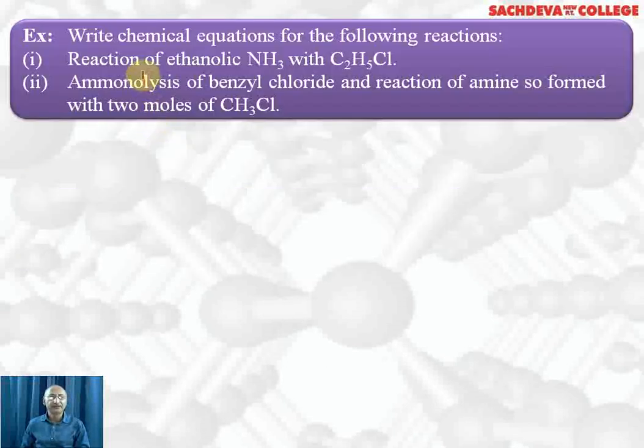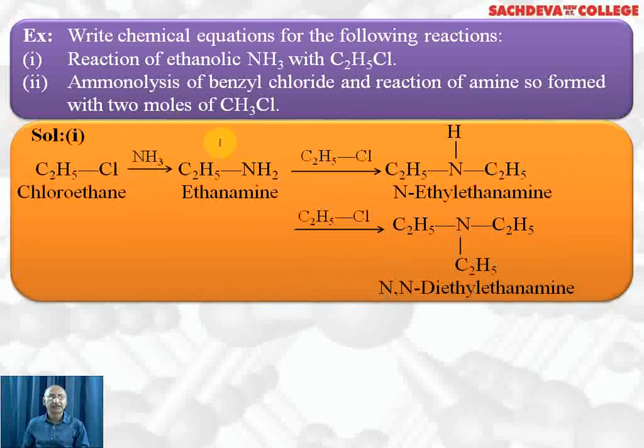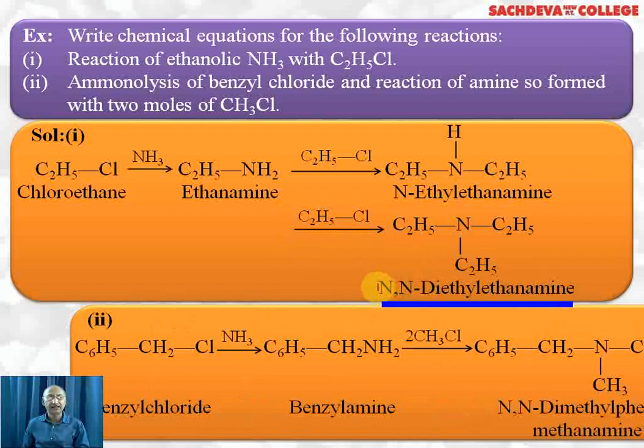Next, we are taking questions based on these reactions. Write chemical equations for the following reactions: ammonolysis of ethyl chloride with ethanolic ammonia, ammonolysis of benzyl chloride, and reaction of the amines so formed with 2 moles of methyl chloride. In the first step, chloroethane reacts with ammonia, and we get ethanamine. Ethanamine further reacts with ethyl chloride to form diethylamine or N-ethylethanamine. It further reacts with C2H5Cl to give triethylamine. The IUPAC name is N,N-diethylethanamine.